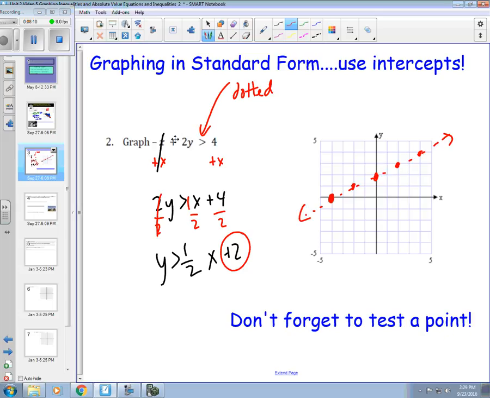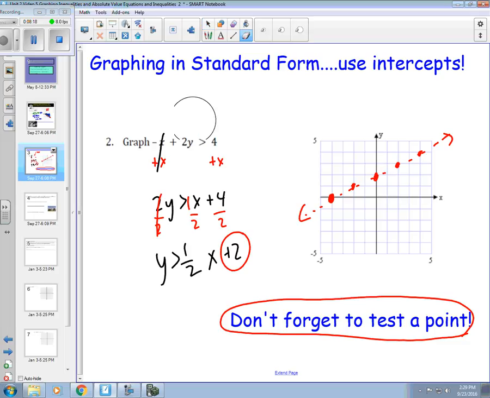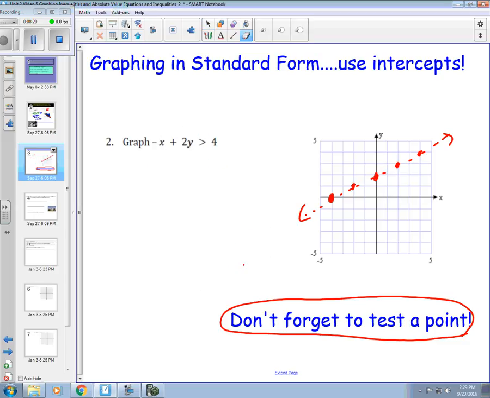Okay, now the last thing, we've got to shade. Don't forget to pick a point and test it here. Which side should we shade on? Pick a test point. My suggestion, use 0, 0. The only time you can't use 0, 0 is if the line actually goes through that point. Our line doesn't go through that point, so we can use 0, 0 to test.